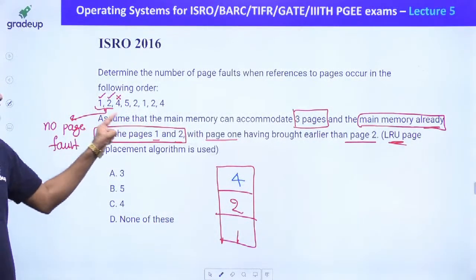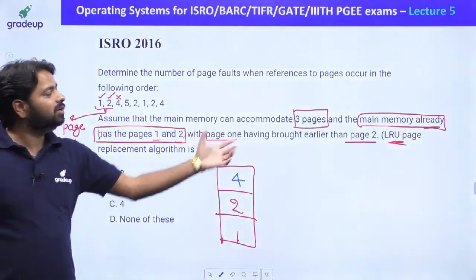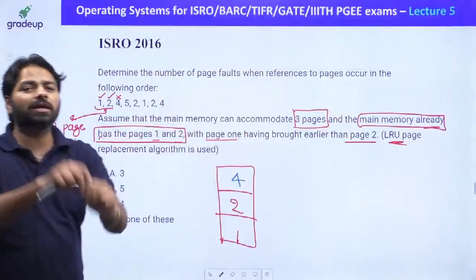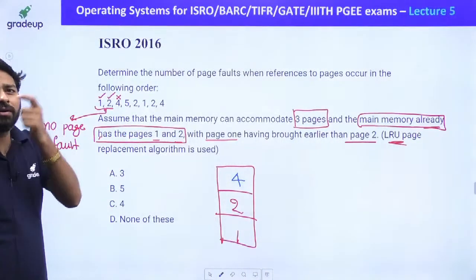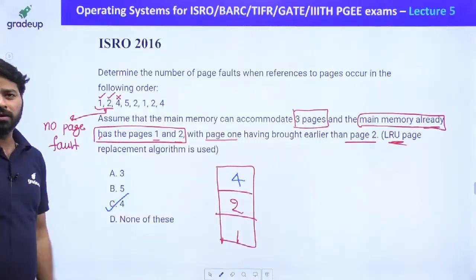Everyone, this is the mistake you are doing. In the beginning you are making the mistake because you are assuming the frames are empty. They have given 3 pages with 2 frames already there. 2 page references, clear? Now it will become 4, because you answered 6. Now you got a 4.